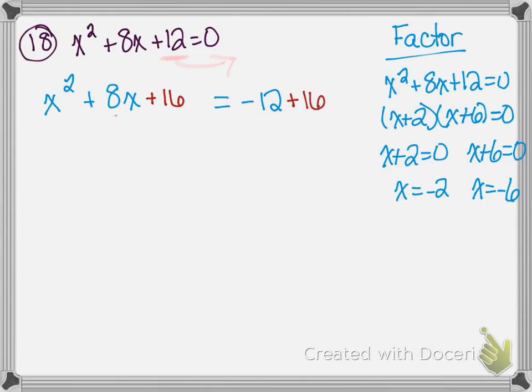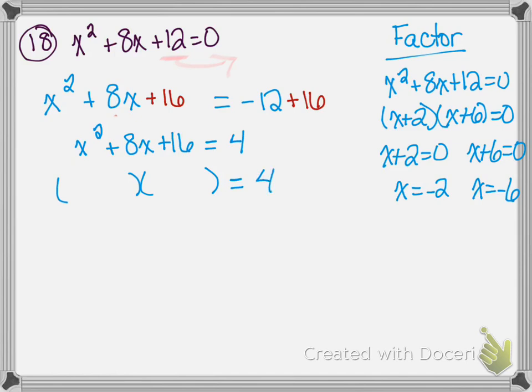Okay, at this point, we can simplify. So I have x squared plus 8x plus 16, and that is a perfect square trinomial by design. We wanted that to be a perfect square trinomial. When we are completing the square, what we are creating is perfect square trinomials. This can be factored, okay? X squared plus 8x plus 16. It can be factored because it is a perfect square trinomial.